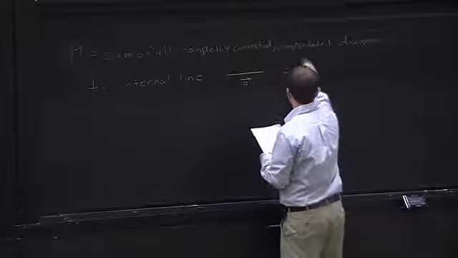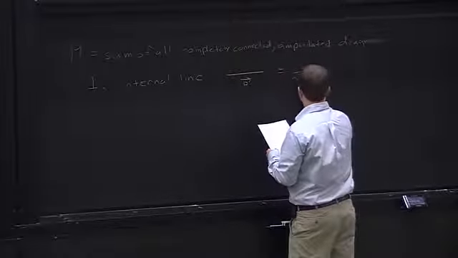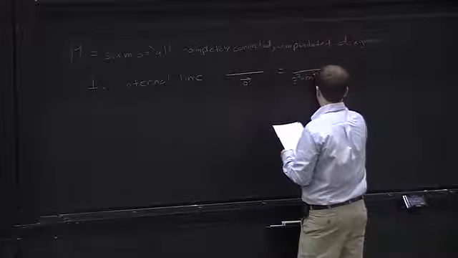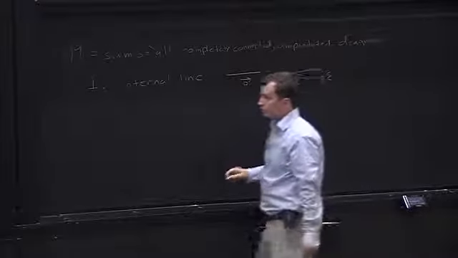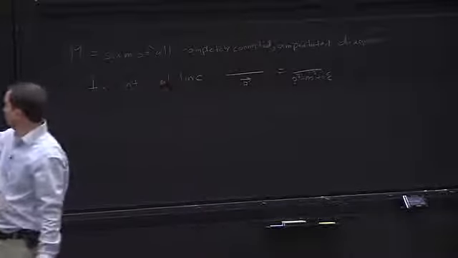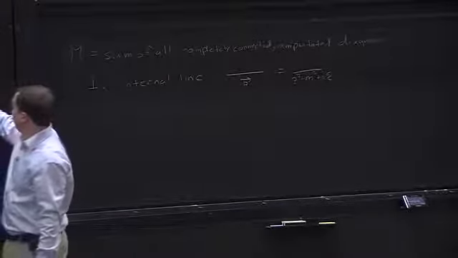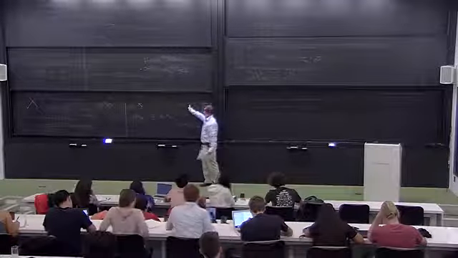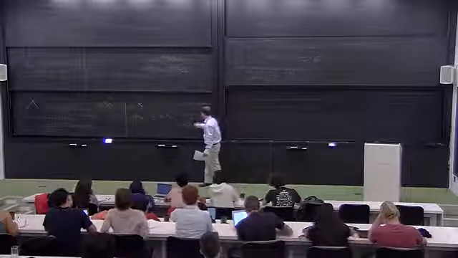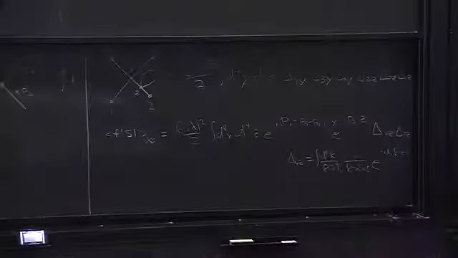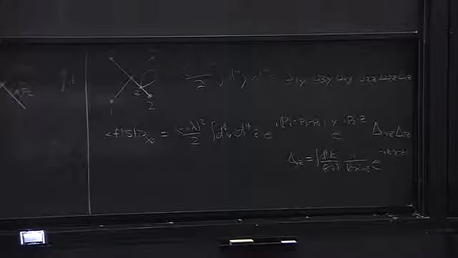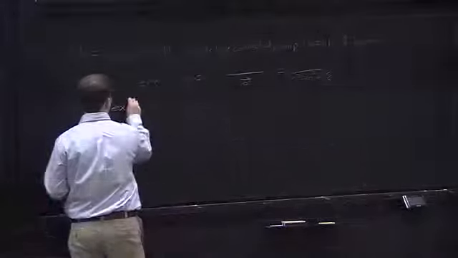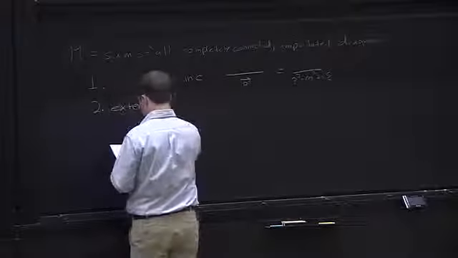we get a factor of i over p squared minus m squared plus i epsilon. That comes from the fact that we'll have a Feynman propagator that won't be killed by a Klein-Gordon operator. And once we write it in momentum space, we'll have this factor.